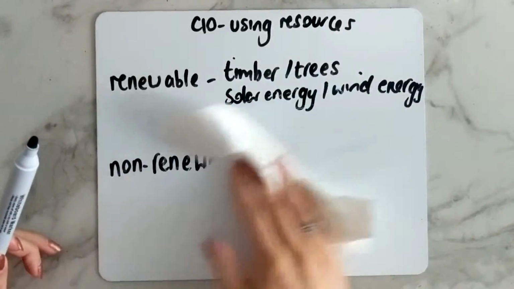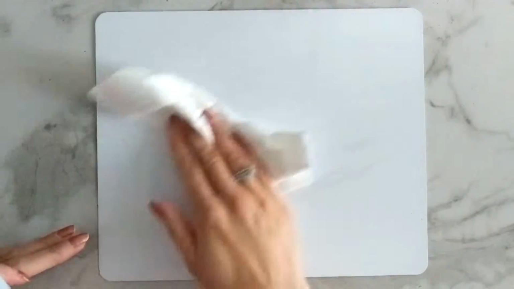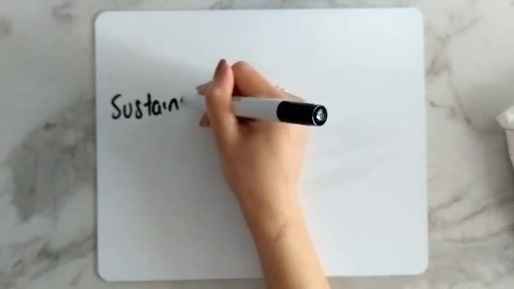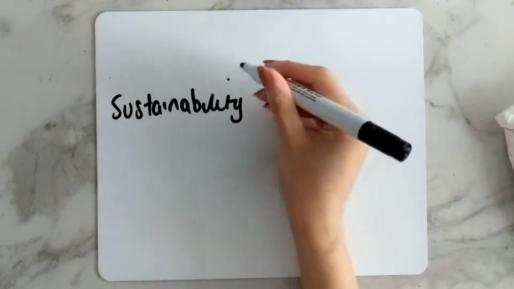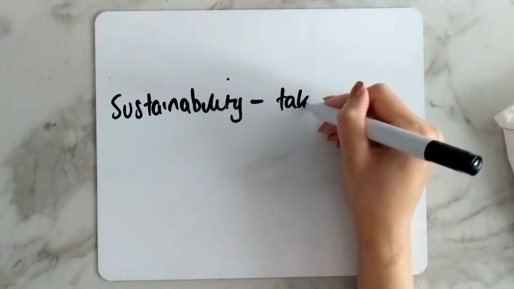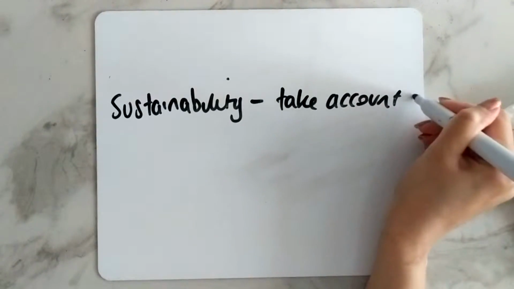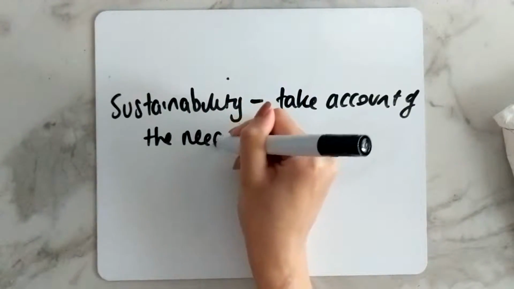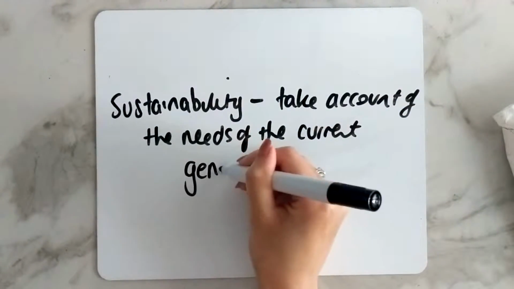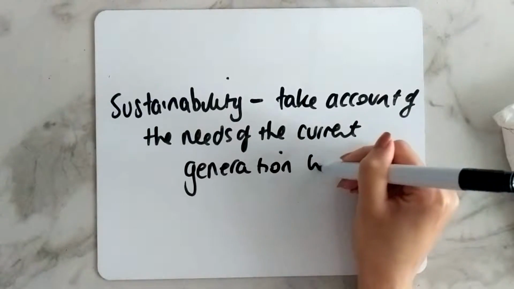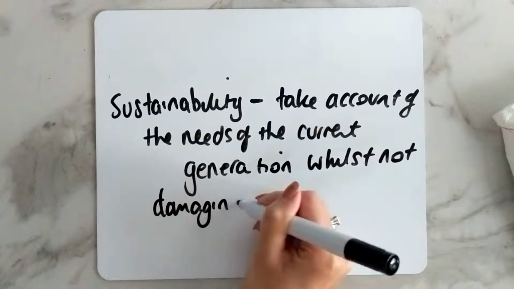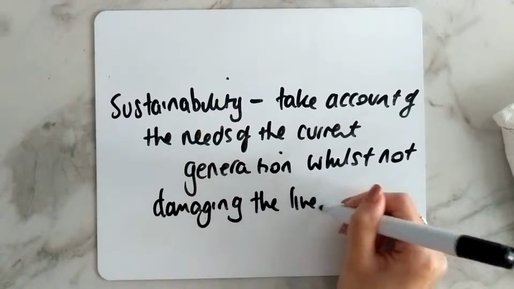So sustainability, another definition for you. Sustainability basically means that we take account of the needs of the current generation whilst not damaging the lives of future generations.